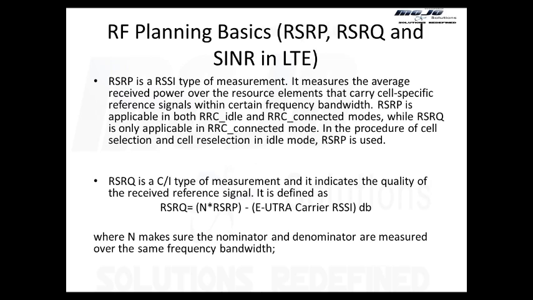In UMTS, the CPICH power, or the pilot power, is configured by the RF engineer. The RF engineer does those calculations. And as a rule of thumb, in UMTS, it is 10% of the total transmitter power, or total cell power.